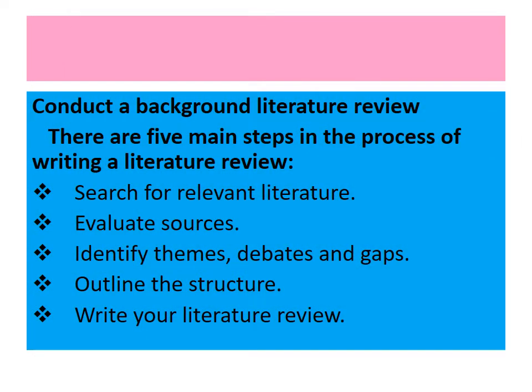Conduct a background literature review. There are five main steps in the process of writing a literature review. First, search for relevant literature, and make sure it's relevant for your research topic. Next, evaluate sources, that is, the sources from where we are getting the literature. Then identify themes, debates, and gaps. What is the gap between each literature? And we should make an outline structure of the literature. And then finally, write your literature review.